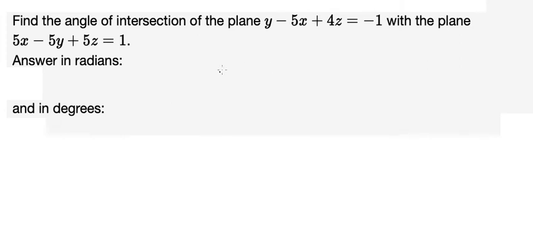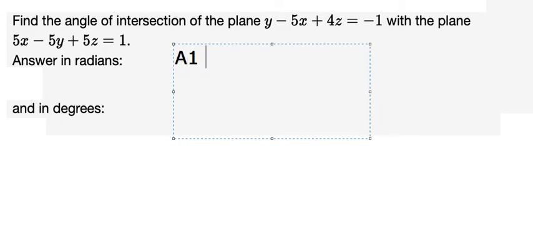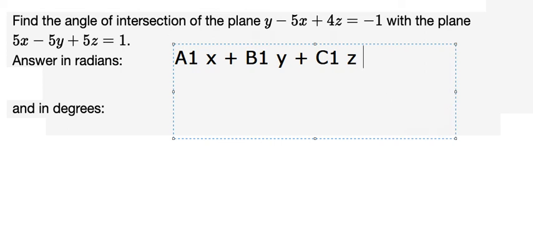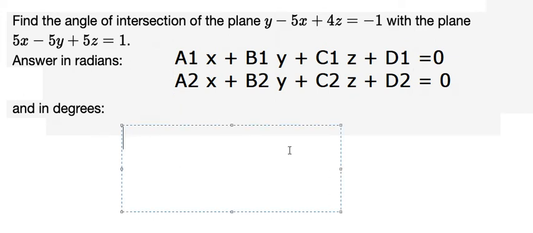We know that we have the first plane, A1 x plus B1 y plus C1 z plus D1 is equal to 0, and the second plane, A2 x plus B2 y plus C2 z plus D2 is equal to 0, and we have the formula.